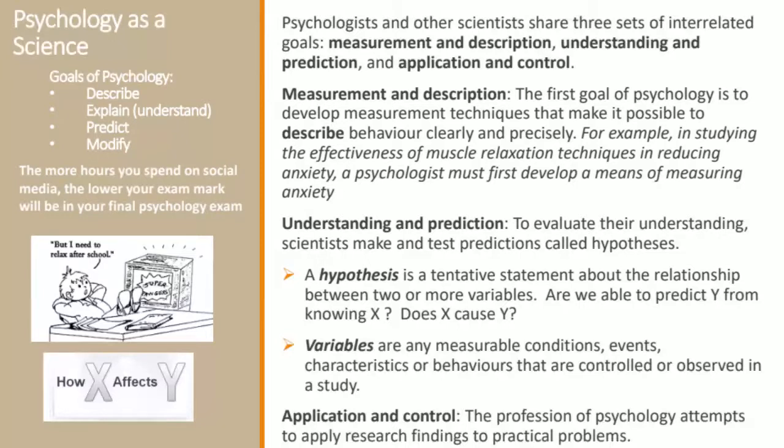Okay, and application and control: the profession of psychology attempts to apply research findings to practical problems. So that is why psychology is a science, why it's a discipline. It's accurate, it's objective, and it's all based upon research. And we see that with the theorists we looked at in the evolution of psychology, the different research experiments they did that underpin the theories they espouse.